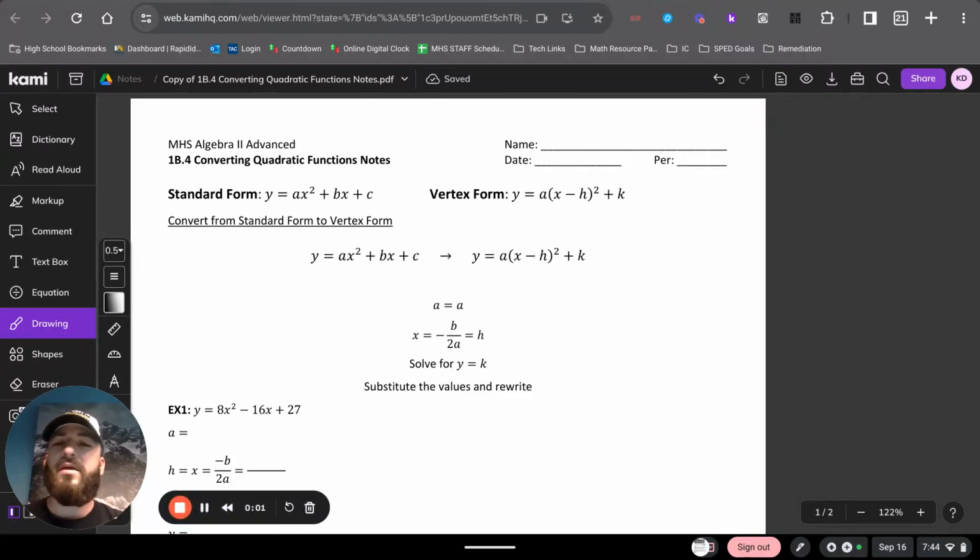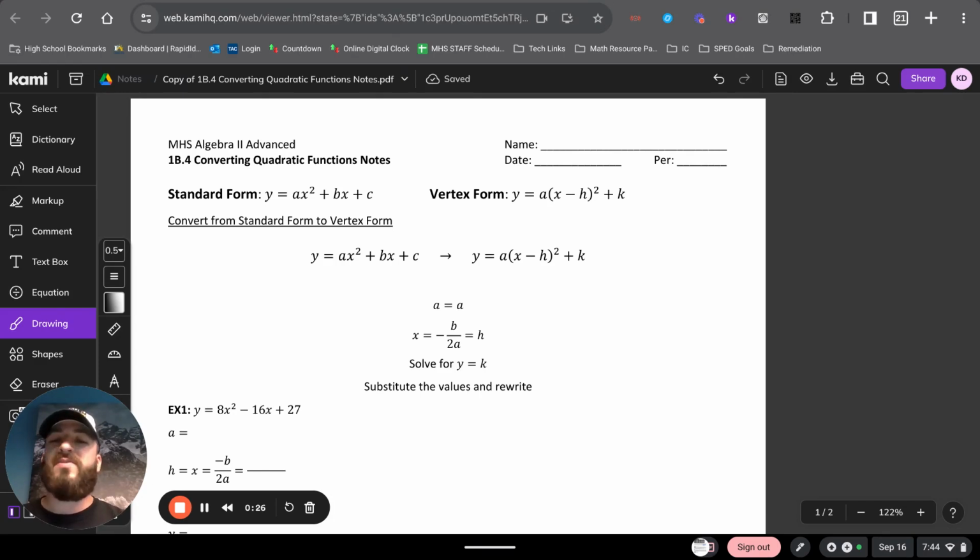All right, y'all. Today we're going to be talking about converting quadratic functions. Last time we talked about our three different forms of quadratic functions: standard form, vertex form, and factored form. And while each of those forms can be really useful to find various key features, sometimes we might have a function in one form that we need to then convert to another form.